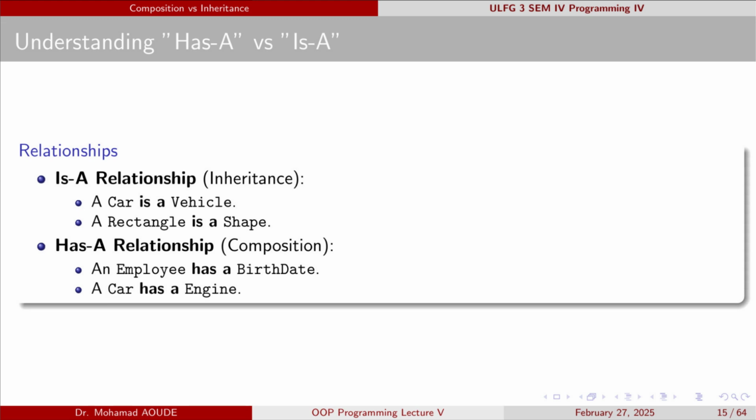The logic: use inheritance when one class is a specialized version of another. Use composition when one class uses another as a part of its internal structure. This decision is central to good software design. Misusing inheritance where composition fits better leads to fragile, hard-to-maintain code.